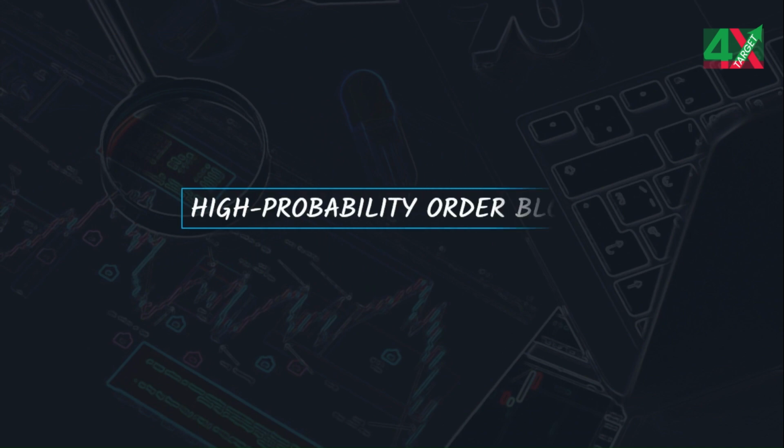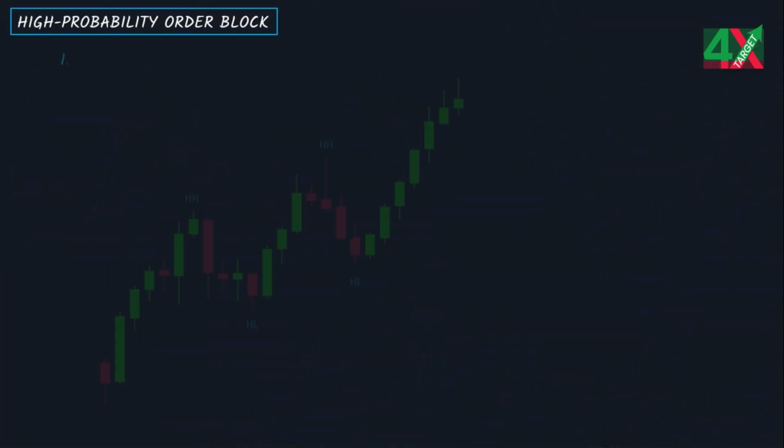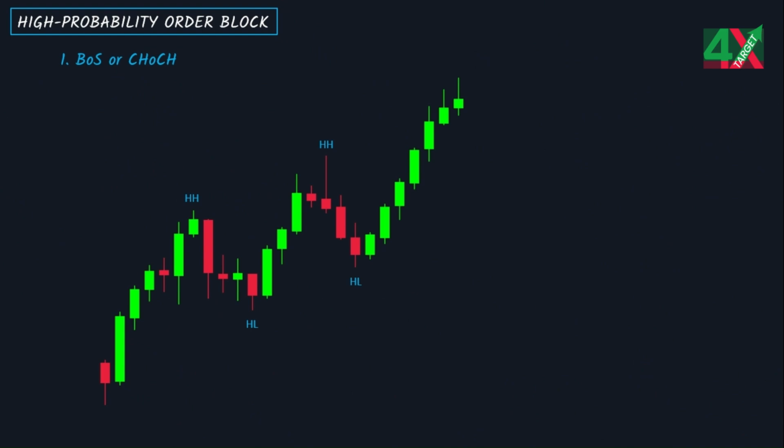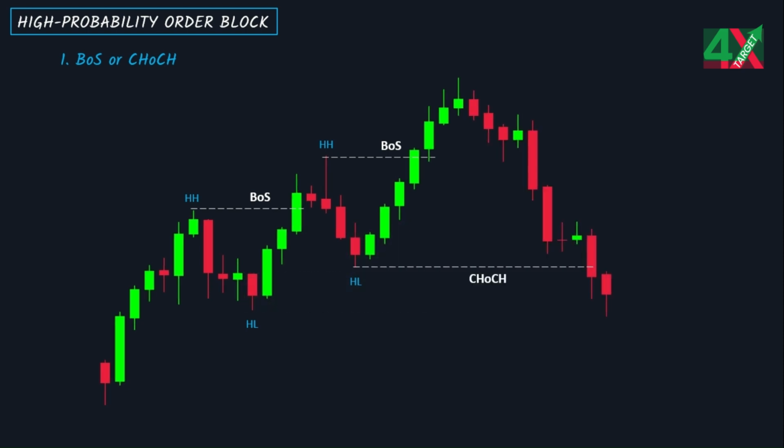To identify a high probability order block, certain conditions must be met. Without these confirmations, an order block should not be traded blindly. The first and most important condition is a valid break of structure or change of character. Order blocks only gain significance after structure has shifted. In a bullish market structure, we look for bullish order blocks. However, if price breaks and closes below the previous swing low, creating a bearish change of character, our bias shifts. From that point onward, we stop looking for bullish order blocks and focus only on bearish order blocks.